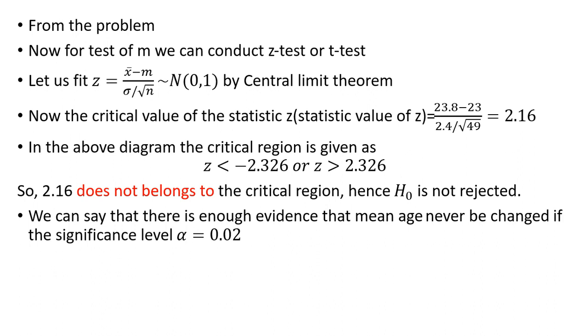In the same problem, we were saying that there is enough evidence if alpha equals 0.05. Now this time we are saying that there is enough evidence the mean never changed. In the previous case, the mean can be changed. Okay.